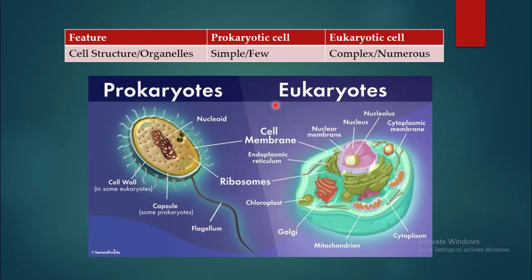Looking at this particular image, you have the ribosomes in the prokaryotes as well as in the eukaryotes. But if you focus on this diagram of the eukaryotic cell, they have other organelles like the Golgi apparatus and the endoplasmic reticulum, both the smooth one and the rough one. So the number of organelles is higher in the eukaryotes in comparison to the prokaryotes, and the cell structure of the eukaryotic cell is more complex in comparison to the prokaryotic cell.